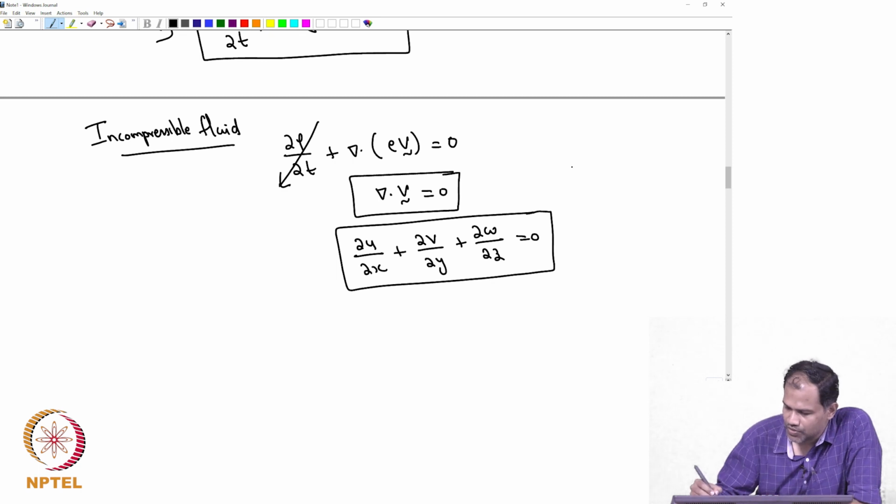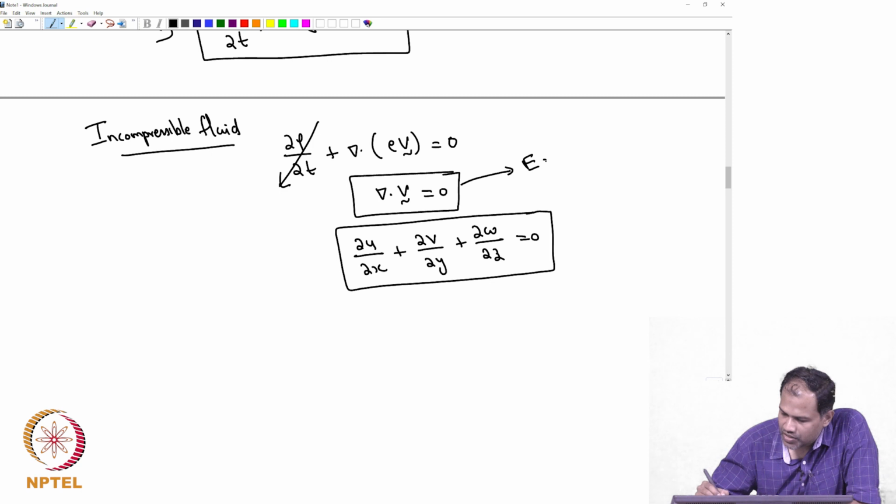Okay. So, because it is the divergence of V, this is typically also called the equation of continuity.